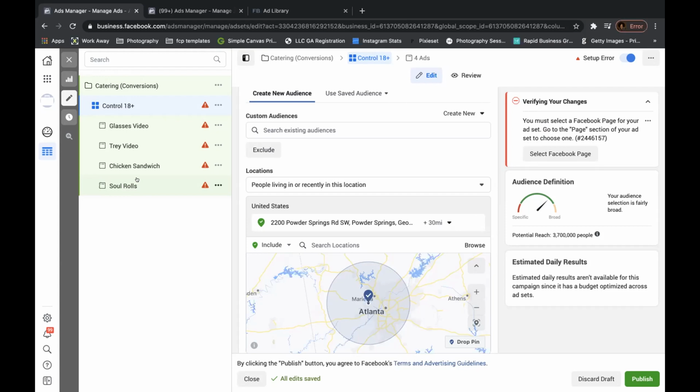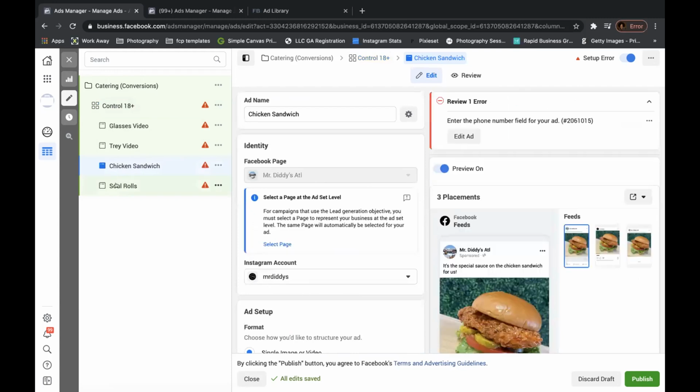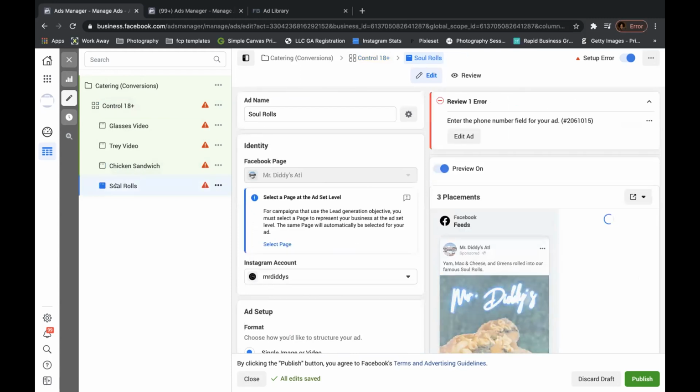Our menu is not that long, but you were right, we should put it in the ad. Yeah, or in the copy. You could test that. You could put your bestseller. Yeah, there's a lot of different ideas. Right now I have, this is our chicken sandwich, one of our bestsellers. And then we have our soul rolls.